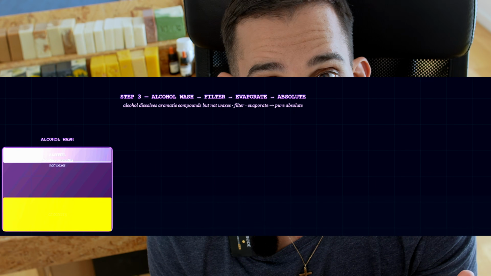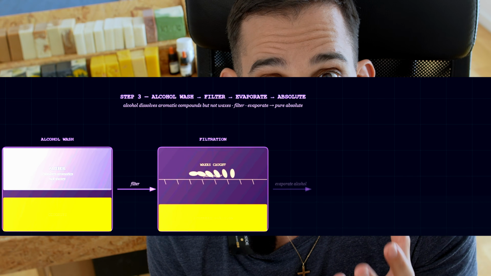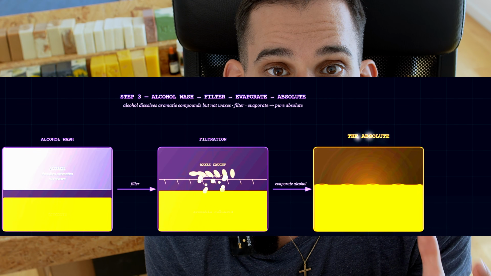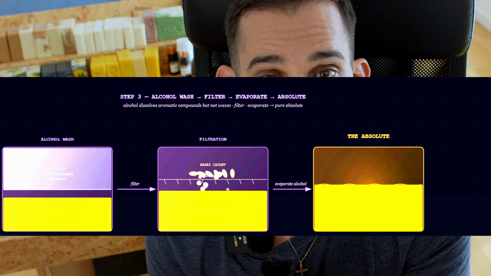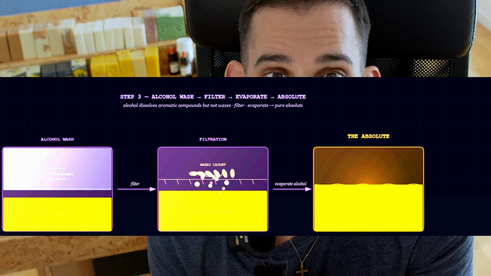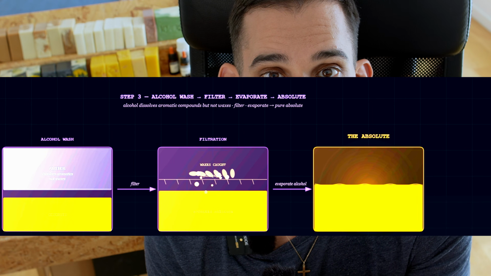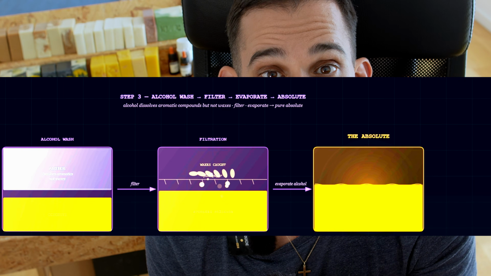But then you don't want this waxy material. So what you do is that you add ethanol. Ethanol is able to dissolve the aromatic compounds, but does not dissolve all the waxy material that comes with the plant. So you can easily remove those. And then you have a mixture of ethanol and your aromatic compounds, and ethanol is easily evaporated at a very low temperature, so then you're left with what's called an absolute. And this in perfumery is the most concentrated aromatic profile that you can get.